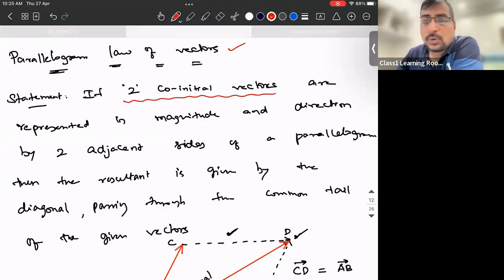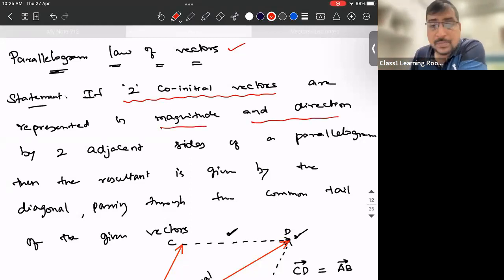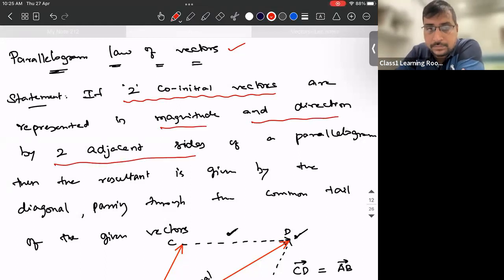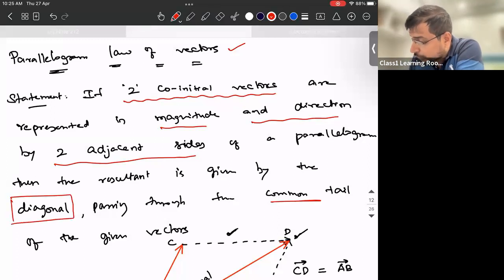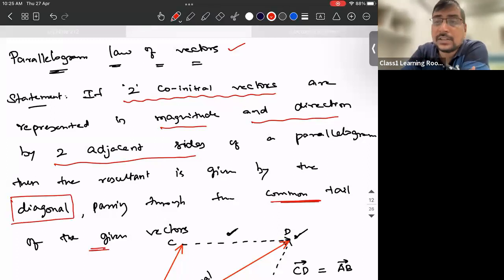If two co-initial vectors are represented in magnitude and direction by two adjacent sides of a parallelogram, then who is going to give you the resultant here? The resultant is given by the diagonal that is passing through the common tail of the given vectors.